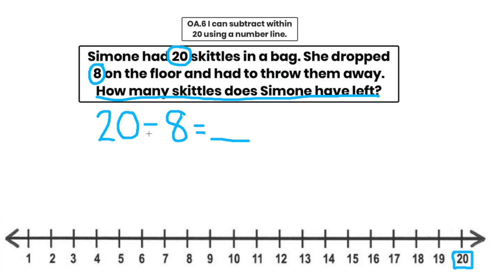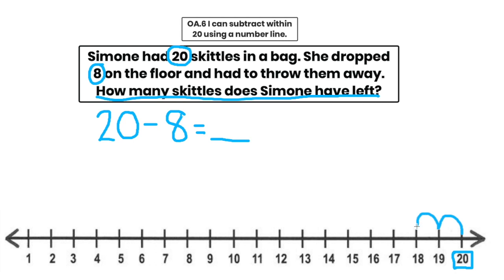Now I see that I am subtracting. Should I hop forward or should I hop backwards? That's right, I need to hop backwards. But how many times should I hop backwards? That's right, 8 times. So what I want you to do is as I'm hopping backwards, I want your finger to follow my hops. Let's begin.